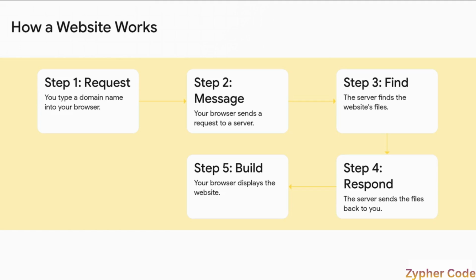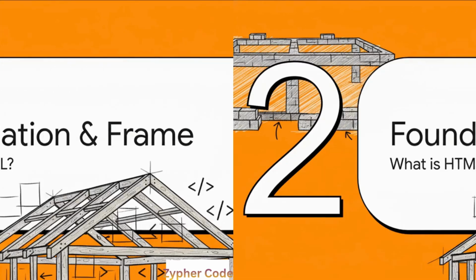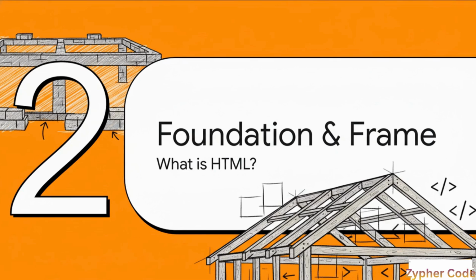First, you type an address into your browser. That's the request. Then, your browser shoots that request across the internet to a huge, powerful computer called a server. You can think of a server as a giant digital warehouse. It finds the exact files you asked for, bundles them up, and sends them right back to you. Finally, your browser acts like a construction crew, assembling all those files to build the website right there on your screen.